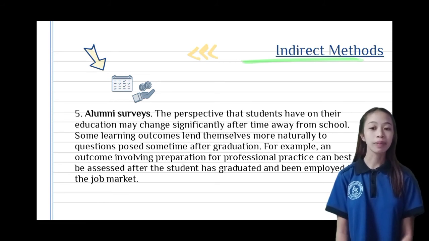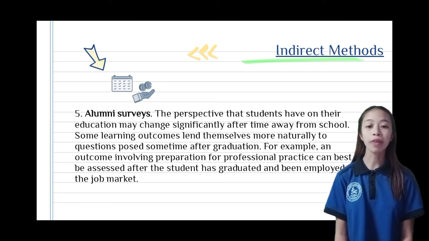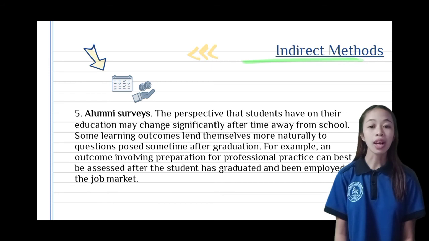Number five, alumni survey. The perspective that students have on their education may change significantly after time away from the school. Some learning outcomes lend themselves naturally to questions posed some time after graduation. For example, an outcome involving preparation for professional practice may best be assessed after the students have graduated and have been employed in the job market.